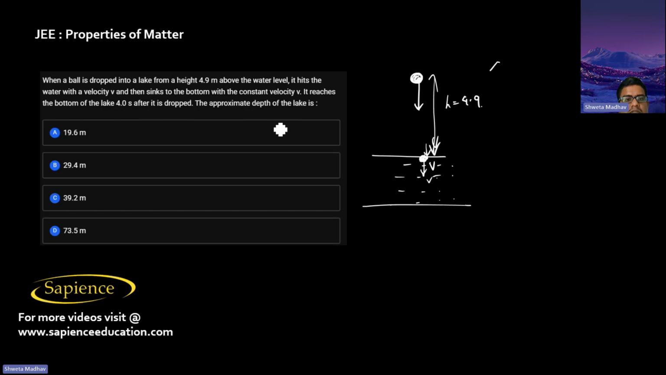It reaches the bottom of the lake 4 seconds after it is dropped. The approximate depth of the lake will be how much? It's the depth of the lake that we have to find out. So g is 9.8.